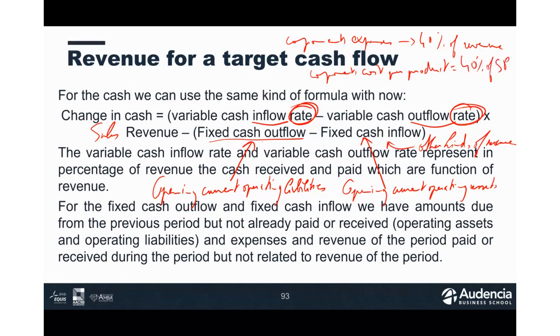You need to know also when do you pay the suppliers of components. And you pay the suppliers of components with 1 month credit term. So you need the two pieces of information, the percentage in the selling price and the credit terms. With the two pieces of information, now you can determine the rate. The rate is 40% because it's in function of the revenue.